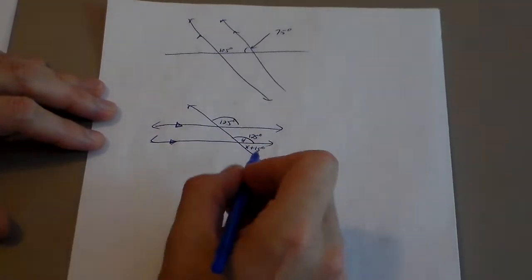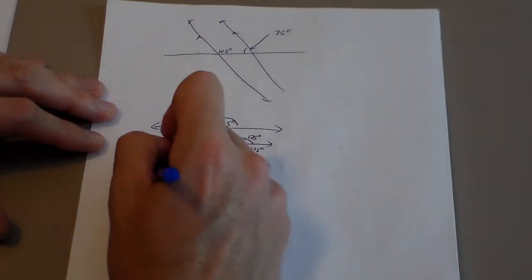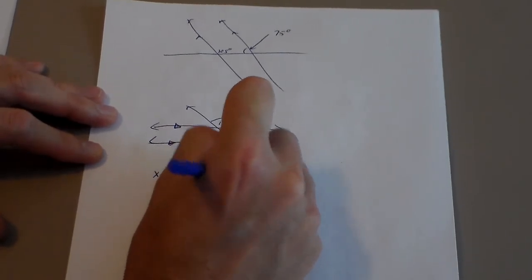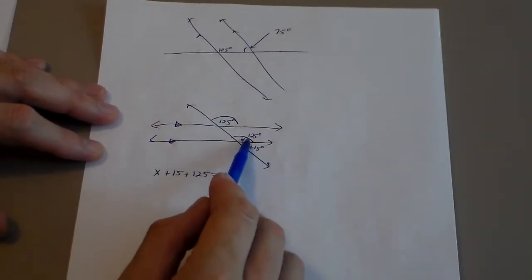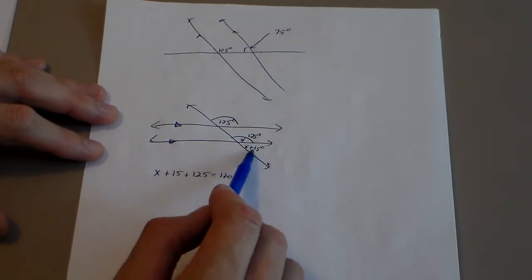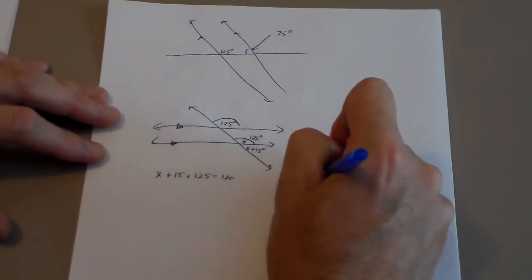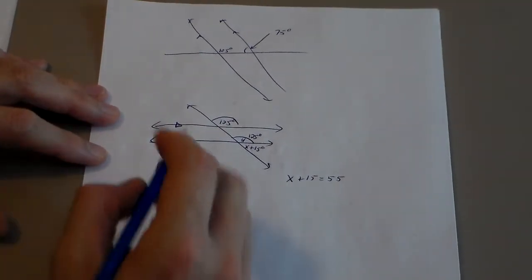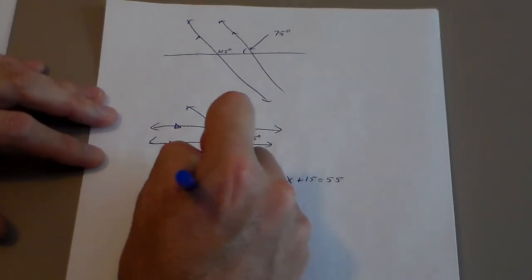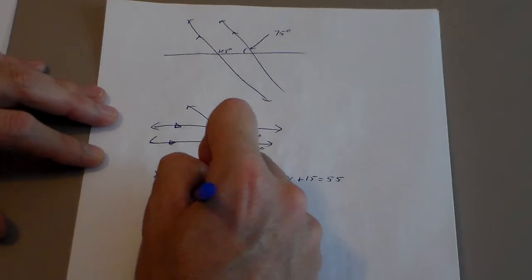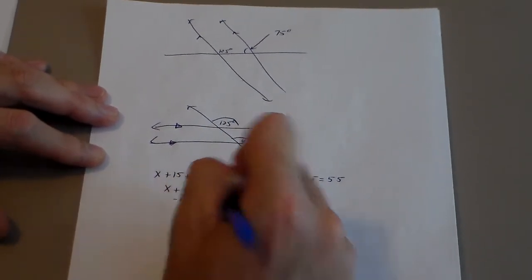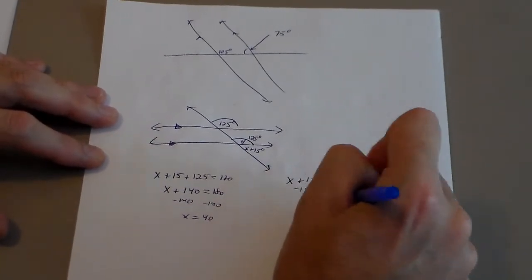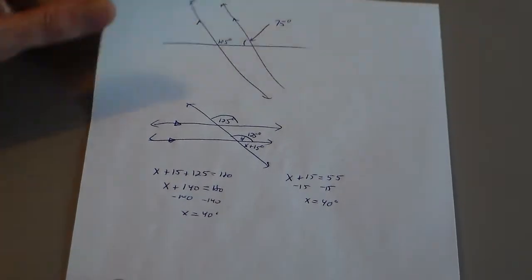Okay, so that means that I can do one of two things. I can say x plus 15 plus 125 equals 180, or I could say since this is 125, this has to be 55, and I say x plus 15 equals 55. Okay, I think you can do it both ways. Let's look. So this is going to be x plus 140 equals 180, minus 140. X is 40 minus 15. Look at that. X is 40. Pretty cool, right?